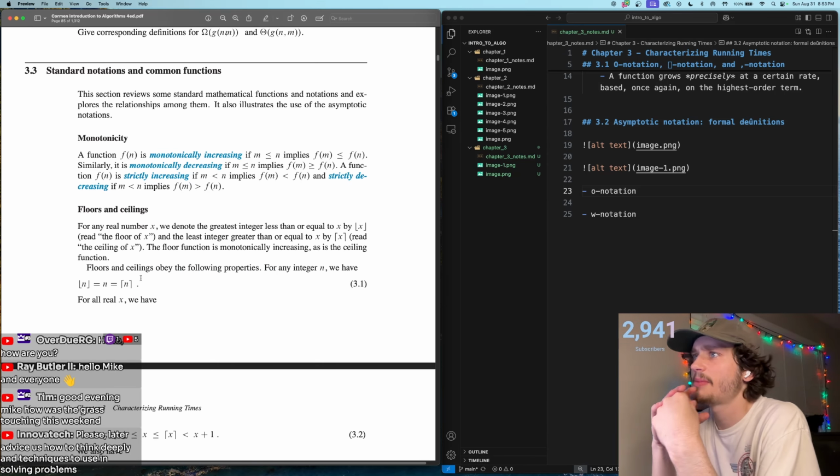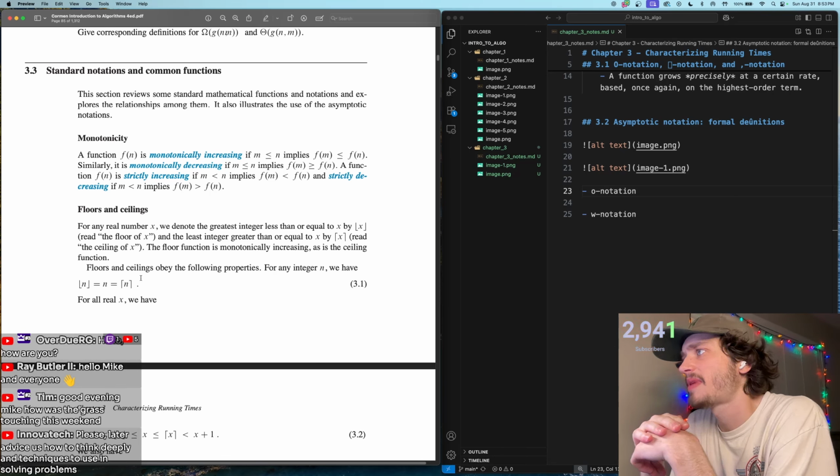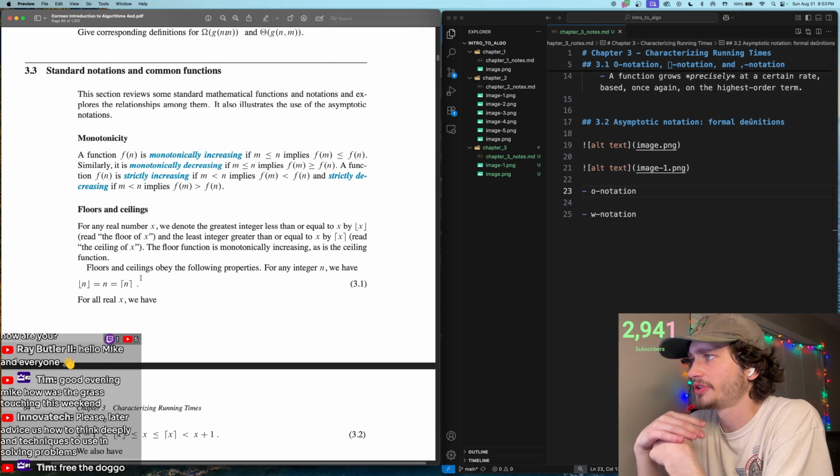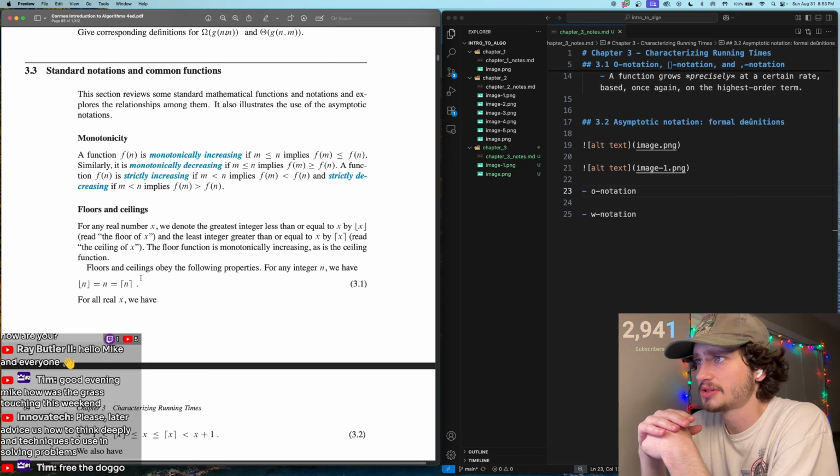Standard notations and common functions. This section reviews some standard mathematical functions and notations and explores the relationships among them. It also illustrates the use of the asymptotic notations.